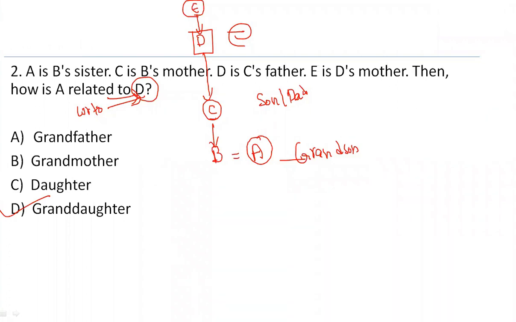So it is nothing but from D, if you see A, she is in the grandson, granddaughter generation. So granddaughter is A because A is nothing but a girl. What is the answer for the question? Answer for the question is nothing but granddaughter, option D. Let's go for the next one.